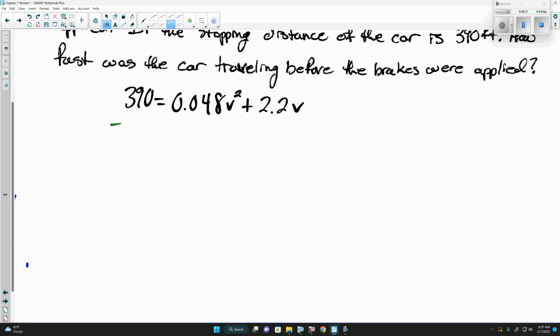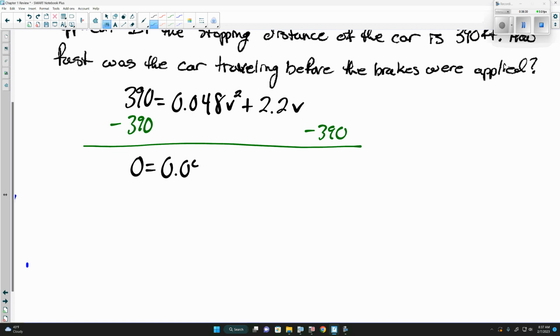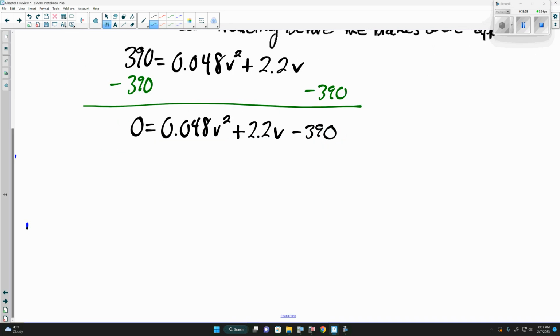Now we are going to need this equal to 0. So we subtract 390 from both sides. Zero is equal to 0.048 v squared plus 2.2 v minus 390. So we inputted the data and went from there. Now at this point, there's a good chance we're not going to get nice numbers.